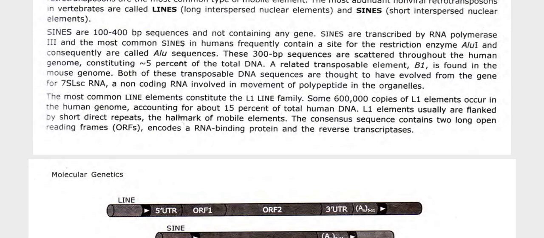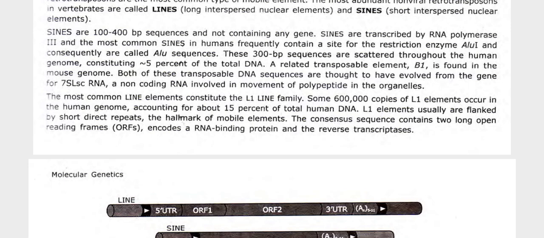SINEs are transcribed by RNA polymerase III, and the most common SINEs in human frequently contain a site for the restriction enzyme AluI and consequently are called Alu sequences. These 300 base pair sequences are scattered throughout the human genome, constituting about 5% of the total DNA. A related transposable element, B1, is found in the mouse genome. Both of these transposable DNA sequences are thought to have evolved from the gene for 7SL RNA, a noncoding RNA involved in movement of polypeptides in the organelles.